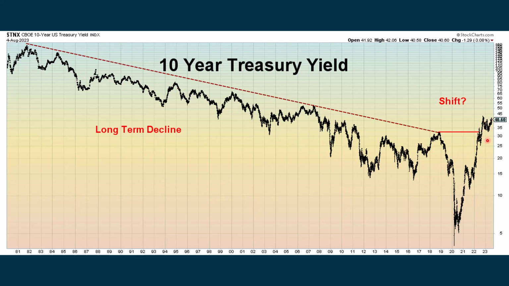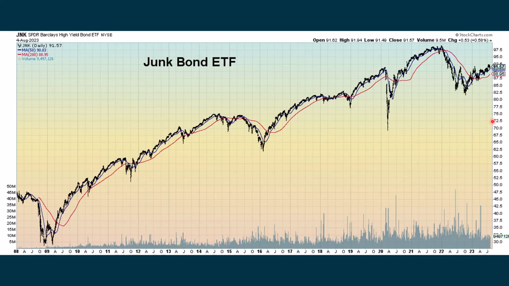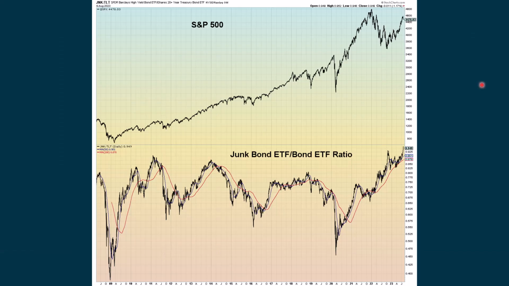And is this some kind of a shift? Are we going to be in an environment where we see higher interest rates than what we've seen over the last 40 years? Looking at the 30-year yield, we're still above the 61.8% retracement level on the fib chart. Junk bonds continue to be in an uptrend. When we compare junk bonds with government bonds, junk bonds are really outperforming.